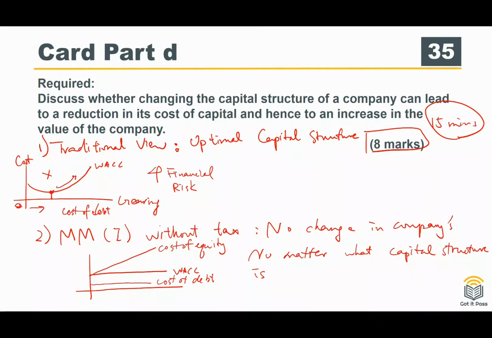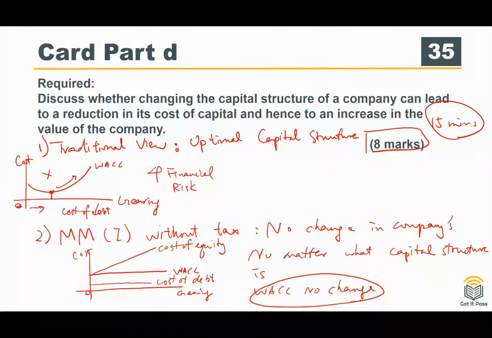But once you're gearing up your company, your gearing ratio is increasing. Your cost cannot be increased or decreased because all benefits from the lower cost of debt will be offset by the cost of equity. So it means the WACC will be flat. No change of WACC, no matter what the capital structure is. So it's the M&M, Modigliani and Miller proposition 1, when it is without any tax, and it's just stable.